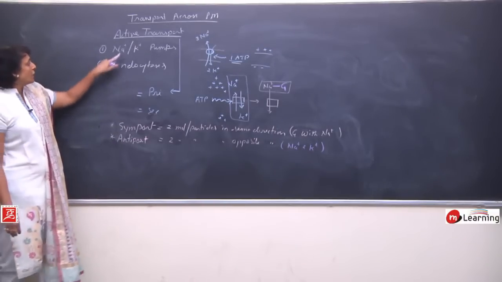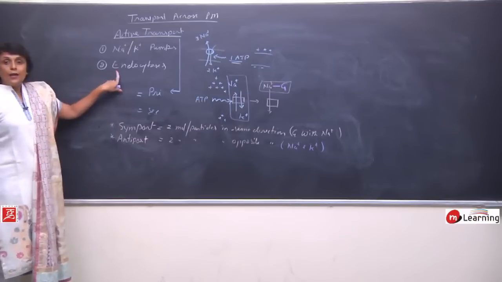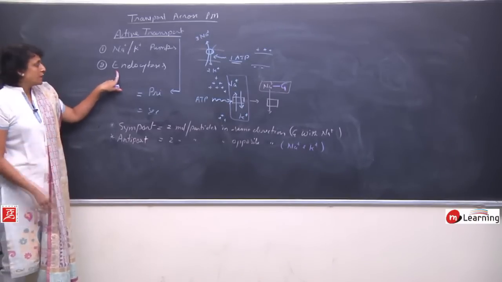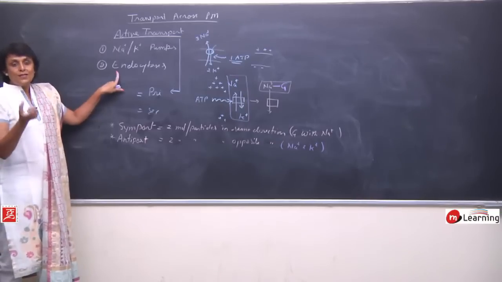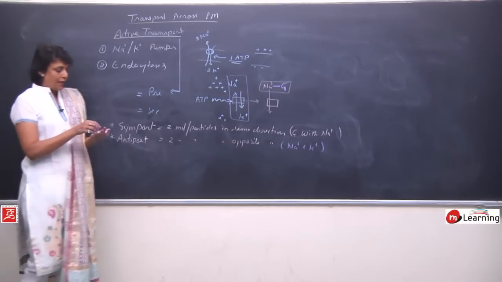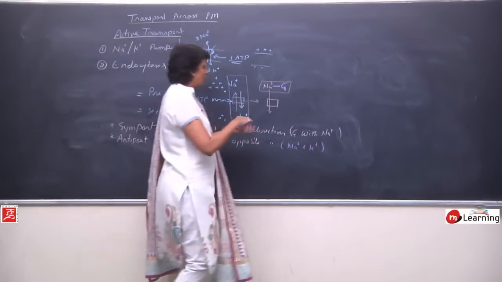Primary, secondary we have talked of. Endocytosis we did in the previous section. Endocytosis is where something is taken in with the help of a cup-like structure formation.